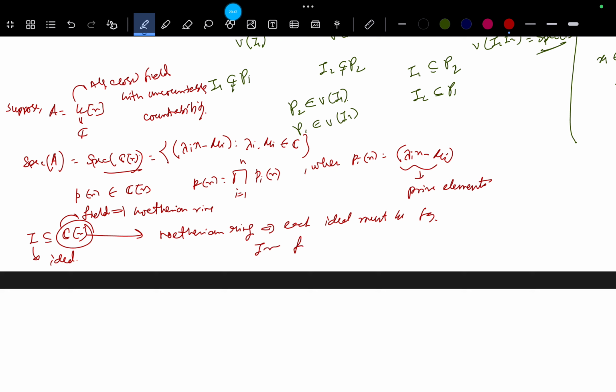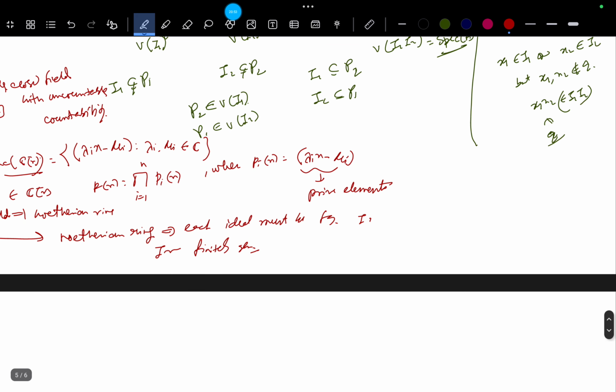That means I is finitely generated, so I can be written as the ideal generated by certain f_1(x) and so on up to f_n(x). So what is my V(I)? My V(I) is basically the union of V(f_i(x)).